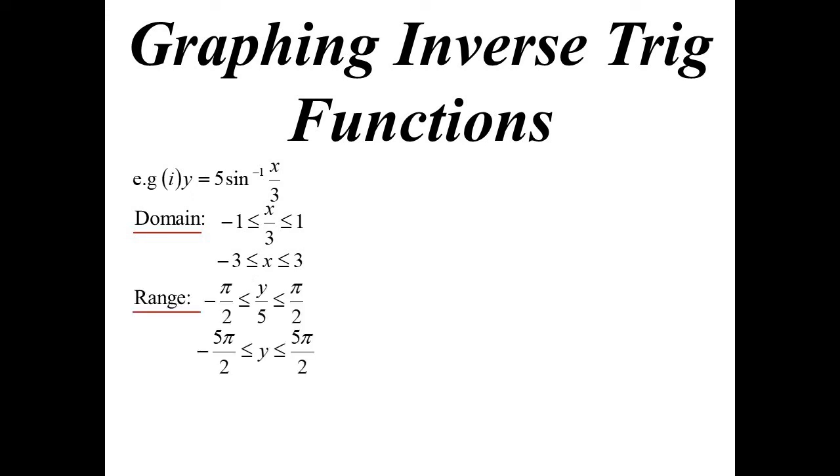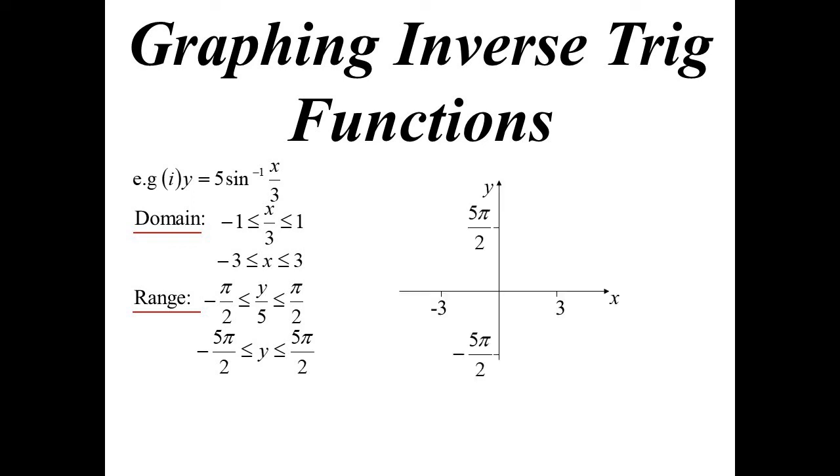The range, when we deal with the range, we group it with the y value. It's the y value we're interested in. Now, y normally goes in between -pi on 2 and pi on 2. So this time, y divided by 5 is in between -pi on 2 and pi on 2. So our range becomes -5 pi on 2 to 5 pi on 2. And so we've also stretched it along the y-axis as well.